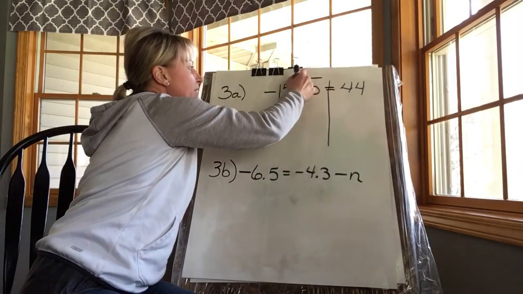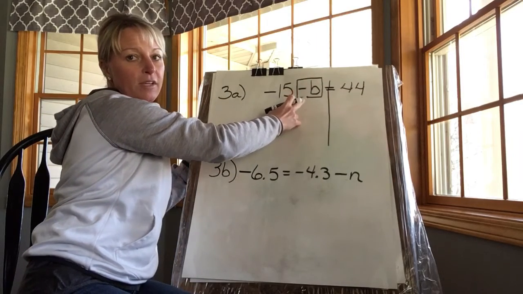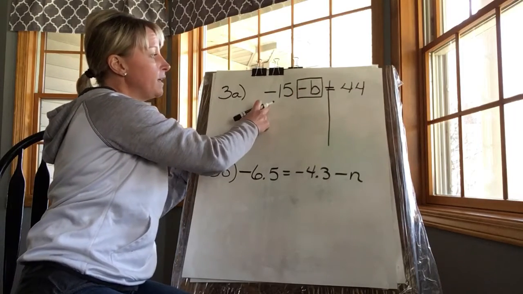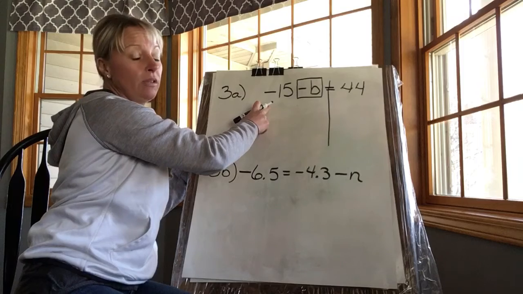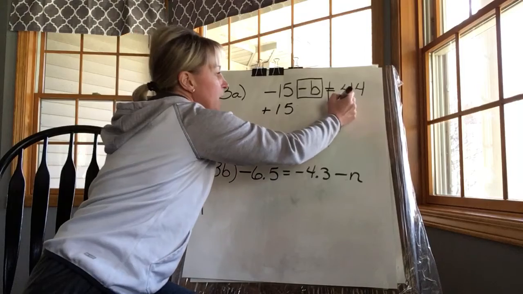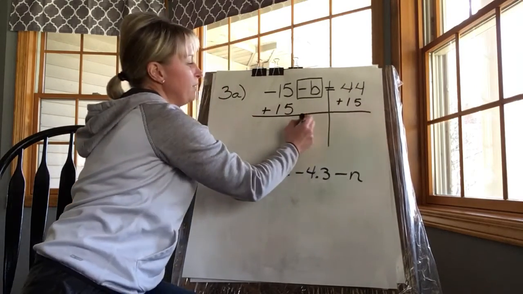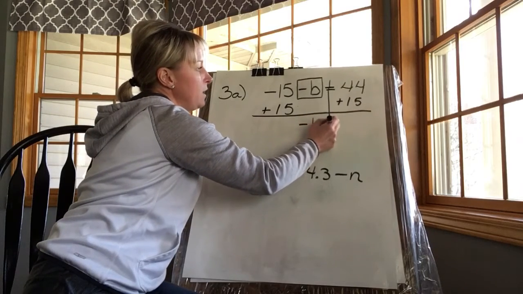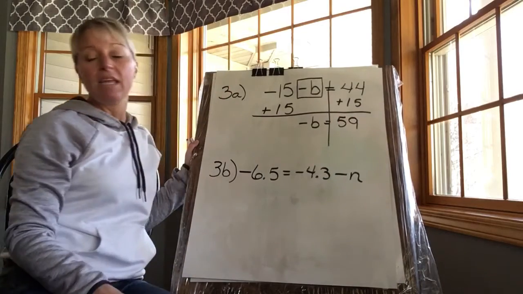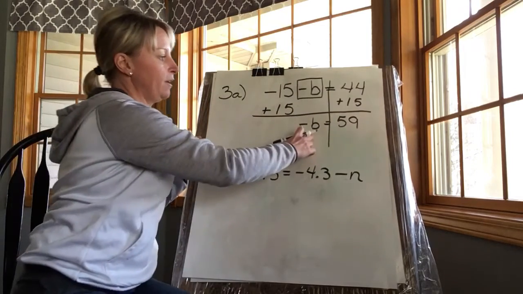We are going to leave our variable. And in this case, our variable does not have a number in front of it. When it doesn't have a number in front of it, it's assumed that it's just the number 1. To get rid of a negative 15, we do the opposite, which would be adding 15 to both sides. So then I'm left with a negative b equals 59.